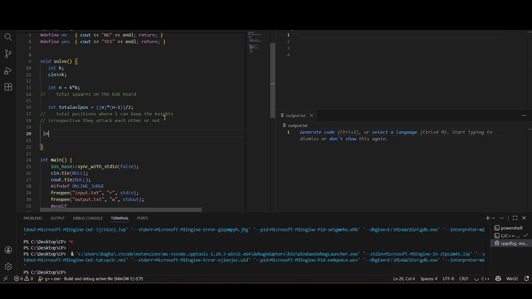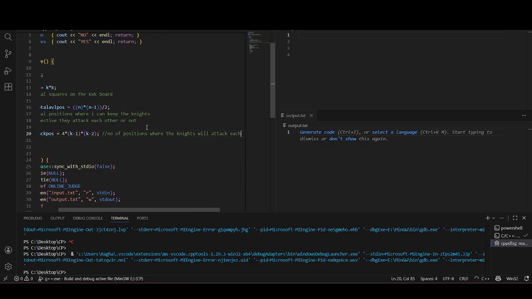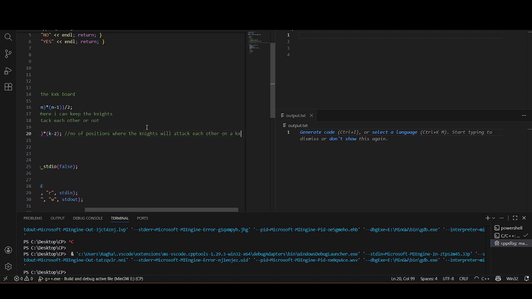And int attack positions are 4 star k minus 1 star k minus 2. So these are the attacking positions, the number of positions where the knights will attack each other on a k cross k chessboard.